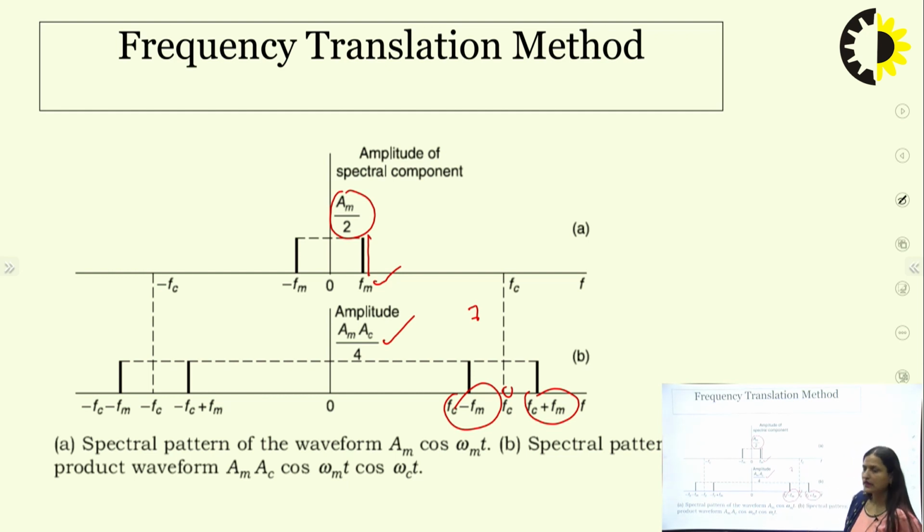When frequency translation is done, we get two frequency components. One is FC plus FM, with FC as the reference, and the other is FC minus FM. Always remember, when you are drawing this spectral component, the 0 scale is the same for both spectra. FM is always less than FC. In your frequency scale, always write FM less than FC. So if you write FM here, FC should be at this point.